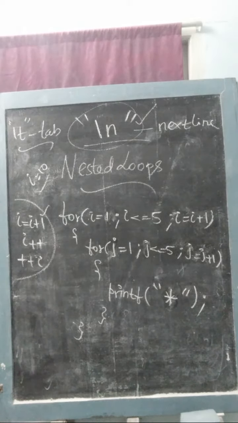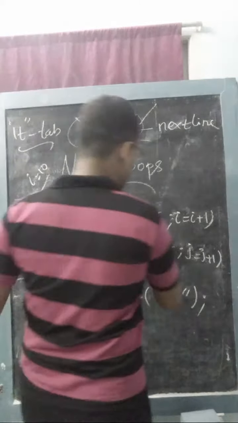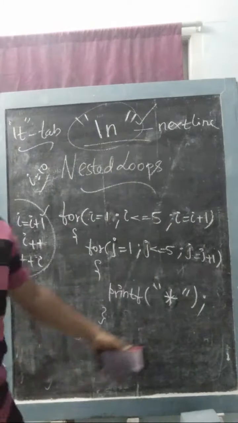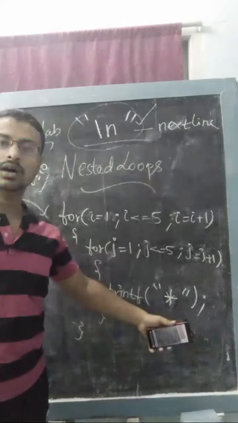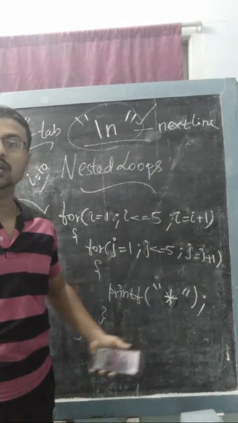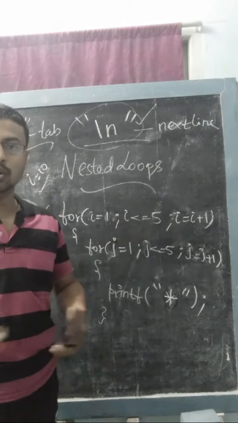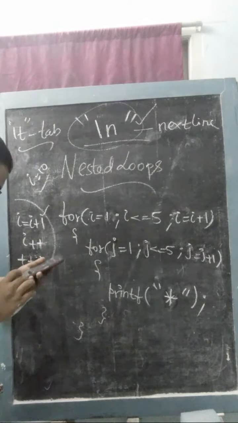So you can print either I value or J value, or you can write your name, or you can put any special symbol, whatever it may be. Okay. So that's the thing.